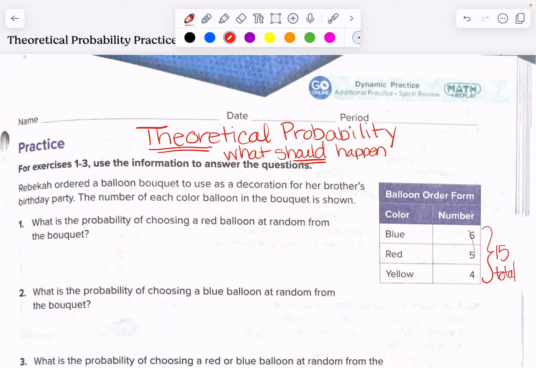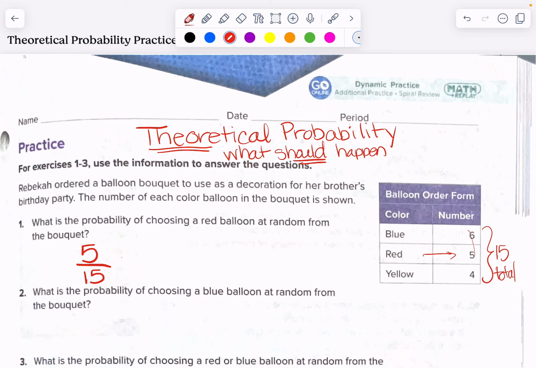So what's the probability of choosing a red balloon at random from the bouquet? Well, I have 15 possible outcomes. And then I'm going to look at how many of those 15 possible outcomes would be favorable outcomes that are red. What that means is basically how many of the 15 are red. I can see that 5 out of the 15 are going to be red. Okay, so I have a 5 out of 15 chance of randomly choosing a red balloon, all right?